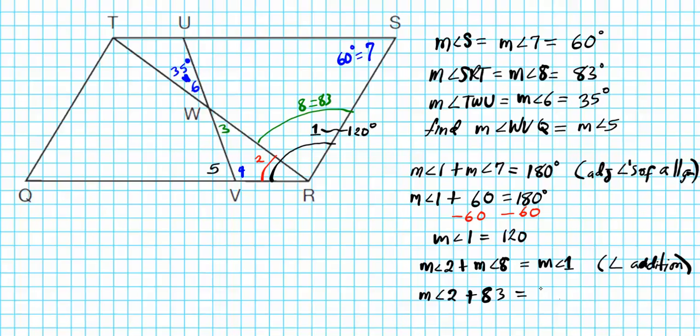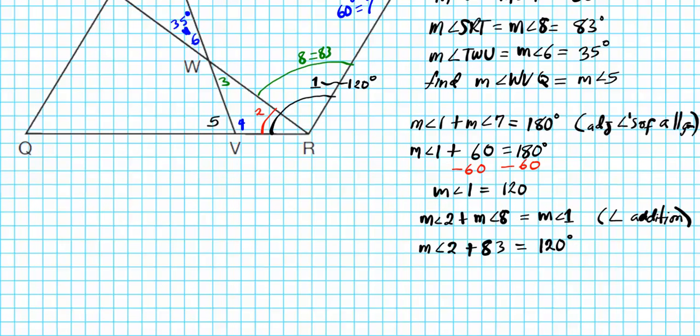So measure of angle 8 is 83 degrees, plus measure of angle 2 equals measure of angle 1, which is 120 degrees. So what I'm going to do is subtract 83 degrees from both sides so we can figure out what measure of angle 2 is. Subtract 83, subtract 83. And then we have measure of angle 2 equals 120 minus 83, which is 37 degrees. Okay, so this angle right here is 37 degrees. Let me divvy up my workspace.